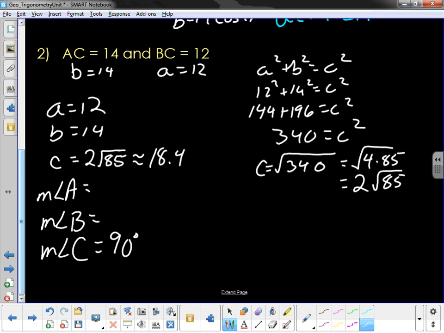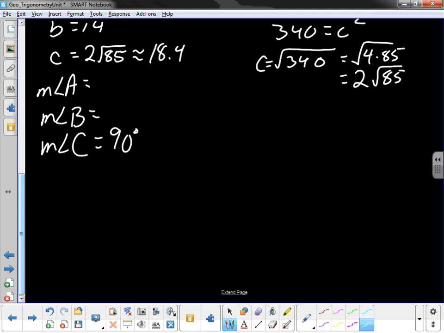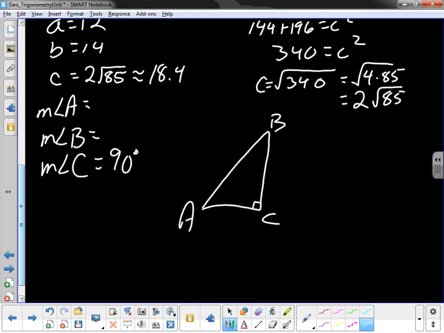Now, if possible, I do not want to use C for any other calculations. Now, I need to figure out what the measure of angle A is. Again, if it helps you, draw a triangle. A, B, C, and they told us that side AC was 14, and side BC was 12, and we just figured out side C is about 18.4, and we got no angle measures whatsoever. So we got to decide which side we are going from. I want to find angle A. So when I look at it, the 12 is the opposite, the 14 is the adjacent, and I really don't want to use the hypotenuse. I want to try to stay away from it.